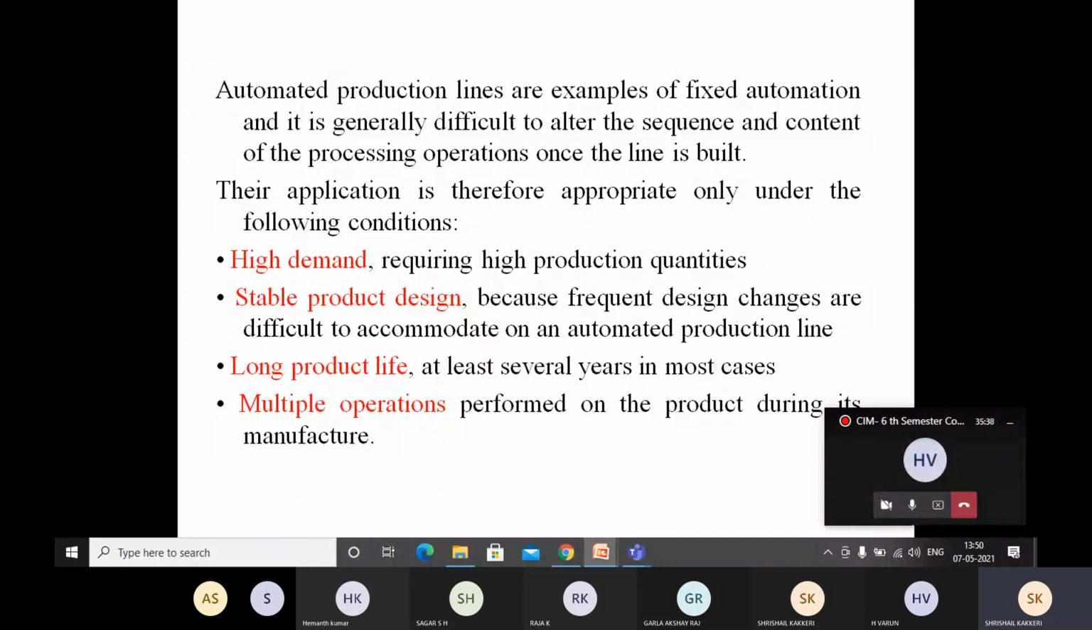Please remember, the advantage of going for an automated production line is that wherever it requires high demand, a stable product, higher quality, high quantities and longer product life. That means the product will be the same for several years. The product style, we are not going to change for several years. So that time we are going to have fixed automation, in other words, automated production lines.